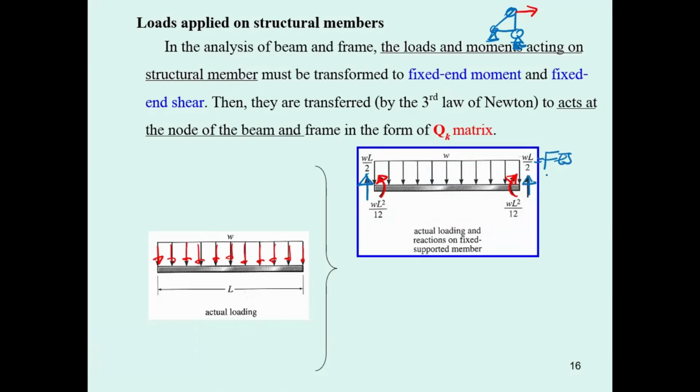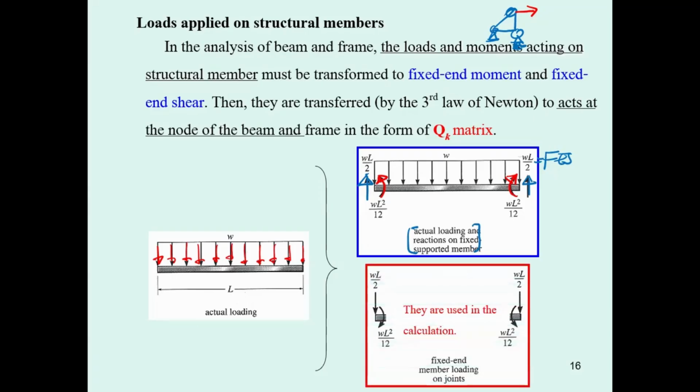Now, the fixed end moment and fixed end shear of this one are applied at the end of the member, not the node. Okay, you have to use the third law of Newton. Transfer the fixed end shear and fixed end moment to the nodes of the frame and the beam.